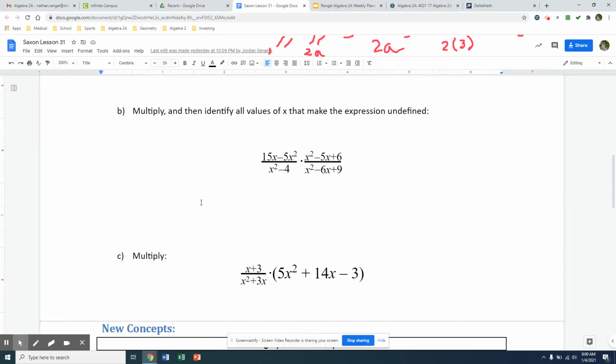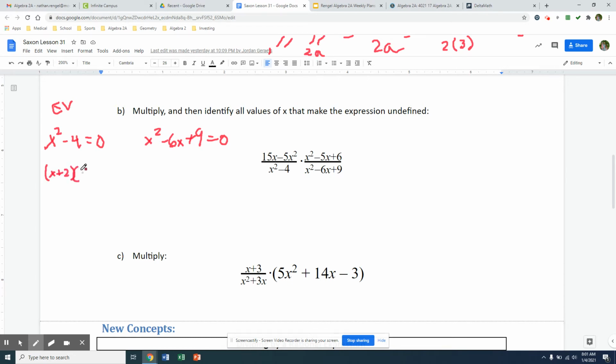Part B, we're going to multiply, then identify all values of x that make the expression undefined. So something in the warm-up that we didn't do, but undefined is any value for x that makes the denominator 0. So we're going to start there. We're going to take our denominator values, x squared minus 4, find out what makes that 0. And this is finding those excluded values. And then I'll take x squared minus 6x plus 9 and set it equal to 0. So this x squared minus 4, you should recognize that from yesterday. That's a difference of squares. So we were practicing that yesterday.